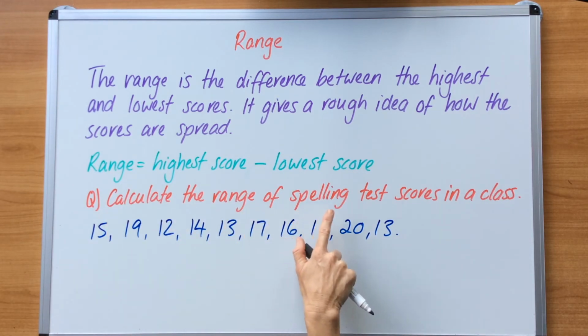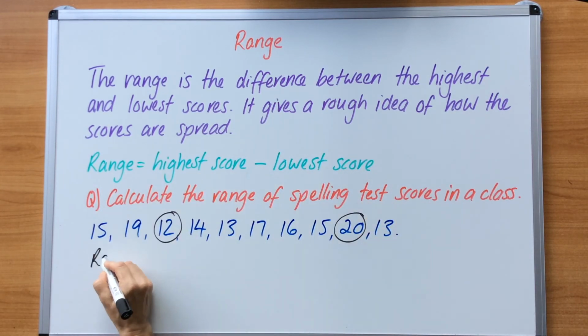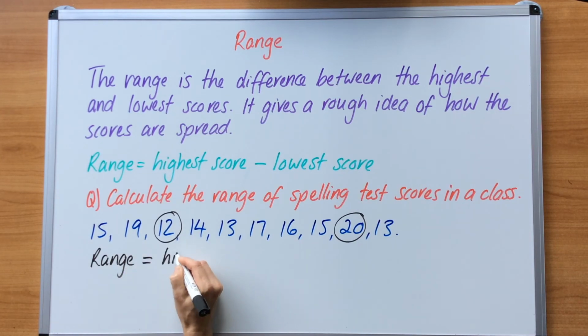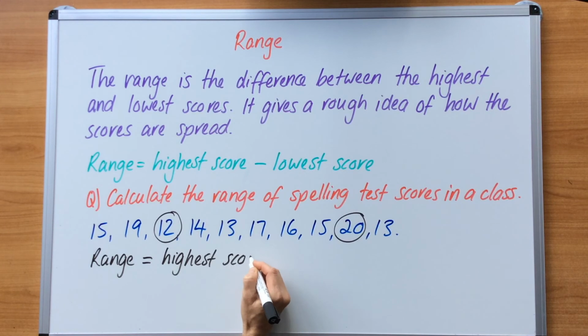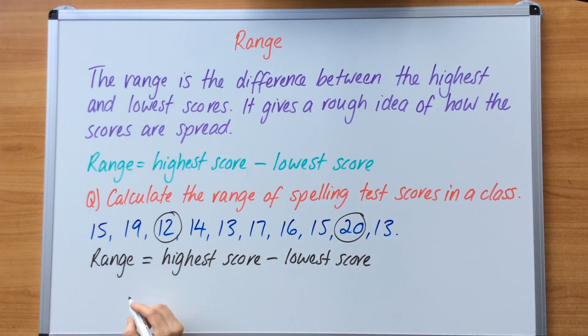It says calculate the range of spelling test scores in a class. So first thing I have to do is find the smallest or the lowest score, and that is 12. And then also locate the largest score, which is 20. And so I have to write the rule when I do this. So I go range equals highest score minus lowest score. And then what I do is go equals 20 minus 12 equals 8. And that's it. It's basically subtracting the smallest score from the highest one. And that's it. The answer is 8.